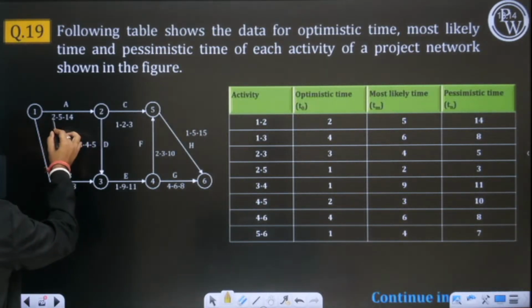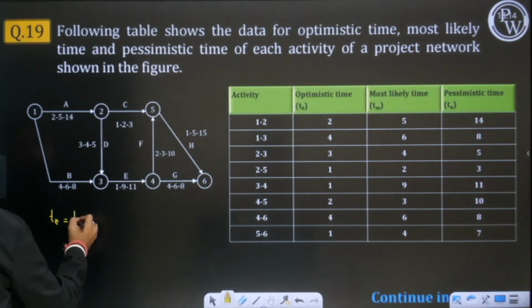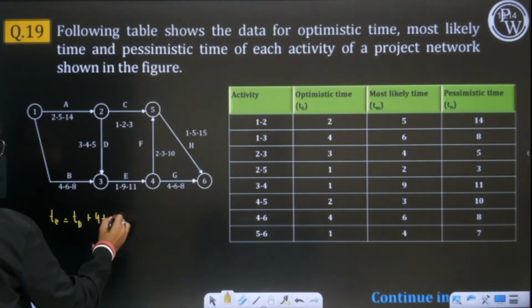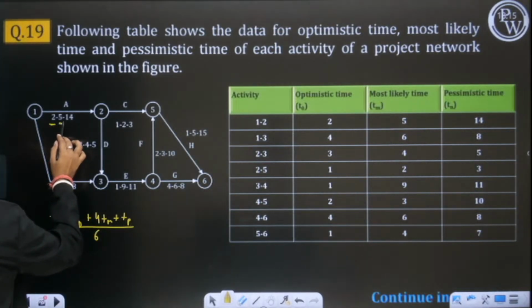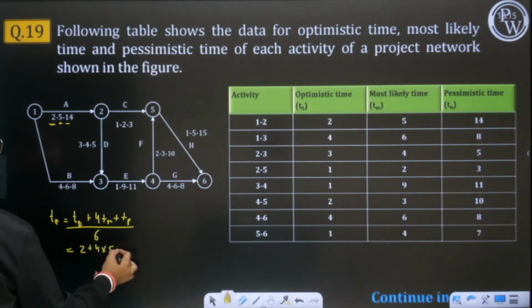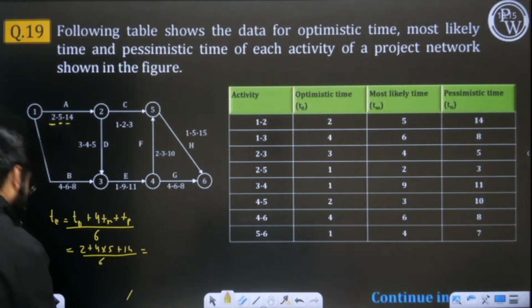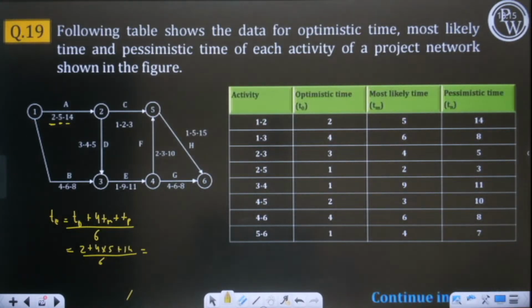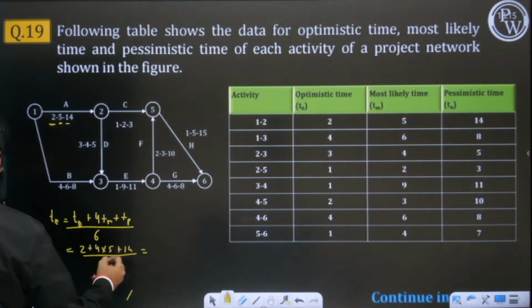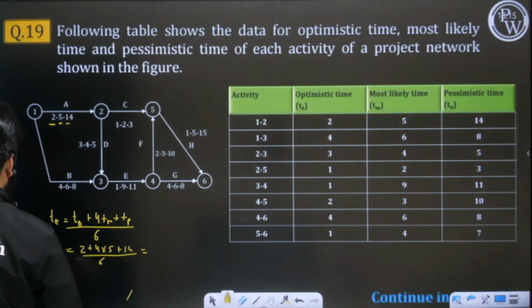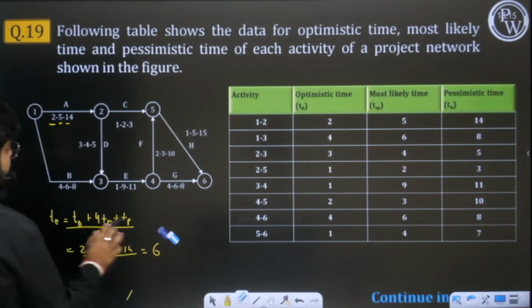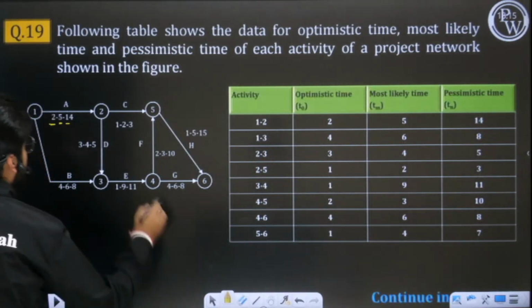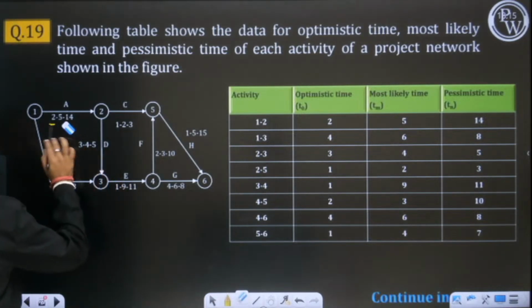For the first one, 2, 5, 14, let me tell you how to find expected time. You know the formula: (To plus 4 Tm plus Tp) upon 6. So optimistic time is 2, most likely is 5 and pessimistic is 14. Put these values in and when you solve, you get the expected time as 6 for the first activity A.